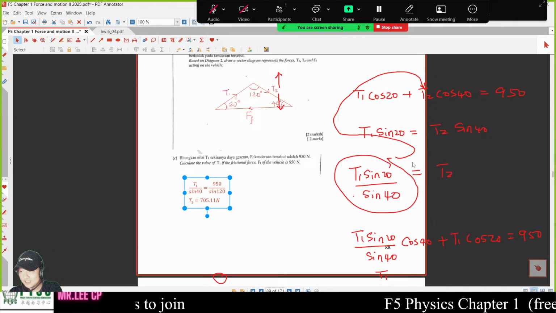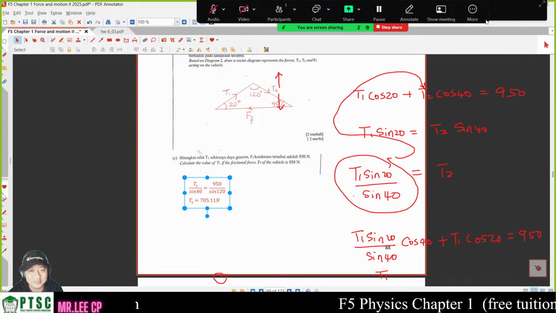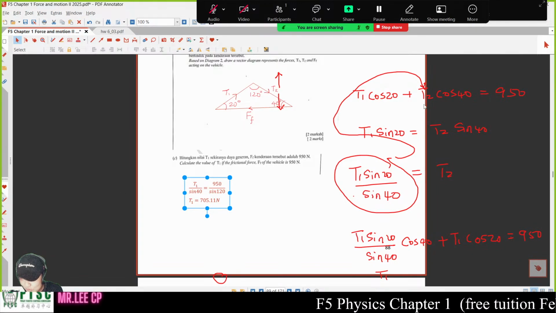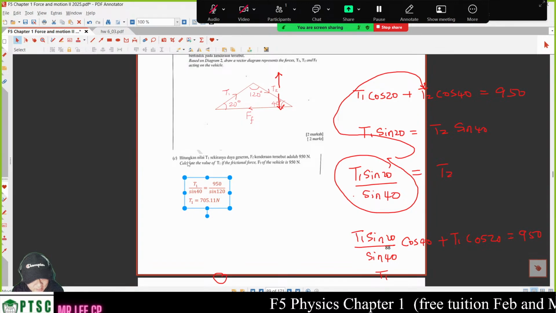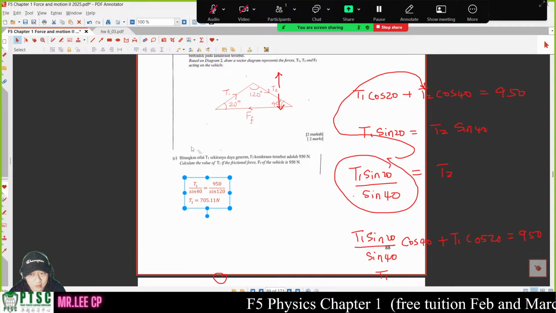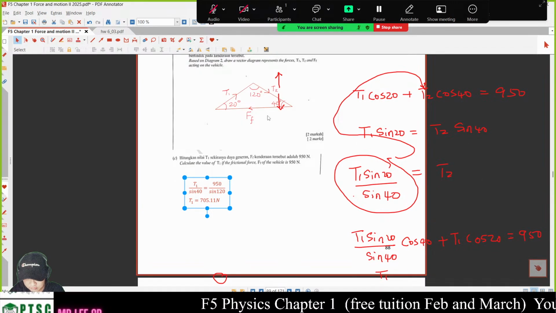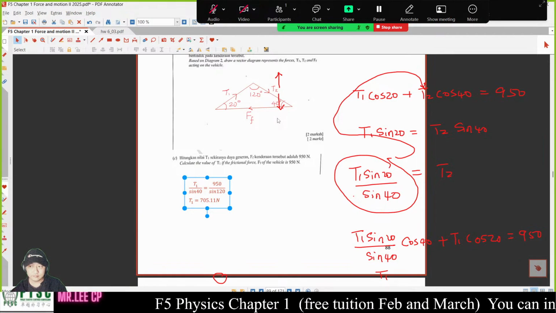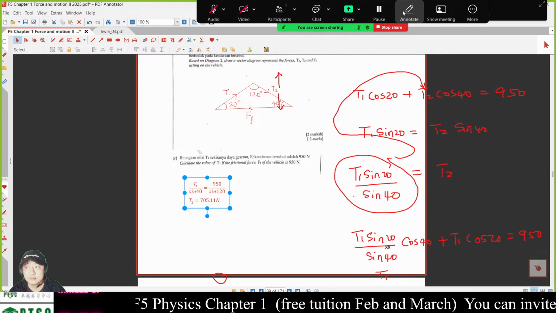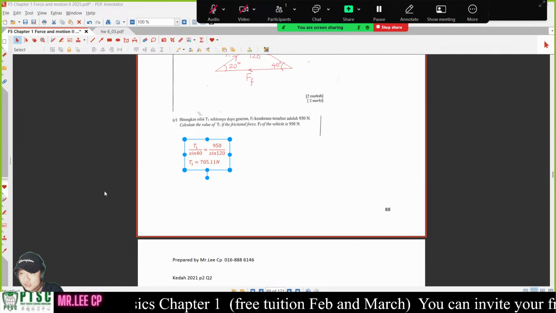But this one seems harder because you have already drawn the triangle out. You can use the sine rule very easily. If you use this way, also can. But if the question says hence, then you cannot use this. Hence means you have to use the diagram here. You get what I mean? Using this one is much easier.